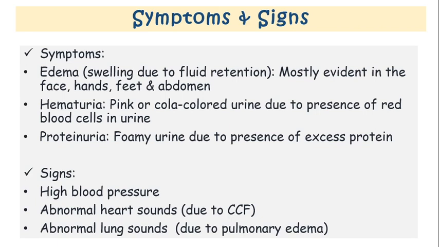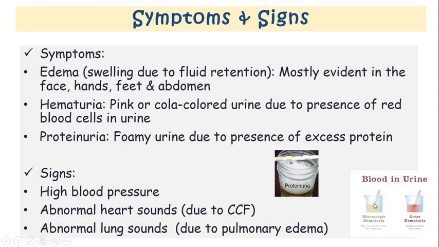And if you auscultate the heart with a stethoscope, you will hear abnormal heart sounds, that is due to heart failure. So these are the signs and symptoms of glomerulonephritis. Now look at this. This is foamy urine or frothy urine due to presence of proteins. This is called proteinuria. And if you look at this, you can see this is in a normal person.